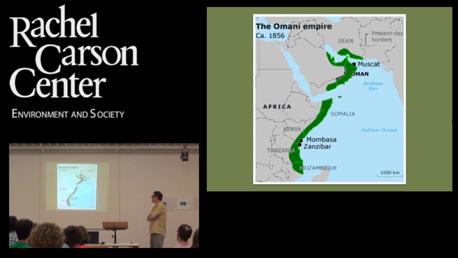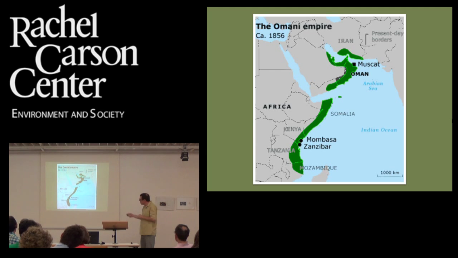So the Omanis from Muscat were Ibadis. They were not Sunni Muslims. They're very close to Shia Islam. But in Zanzibar, you'll find mosques from all denominations of Islam. Anyway, back to the story.